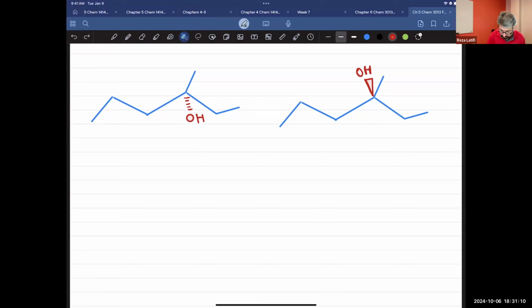So I will have 50% from this enantiomer, and 50% from the second enantiomer. They will cancel each other, and I will not see any optical activity.